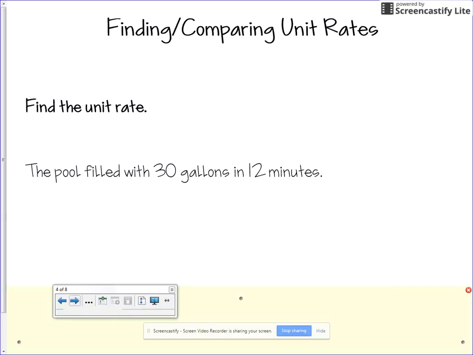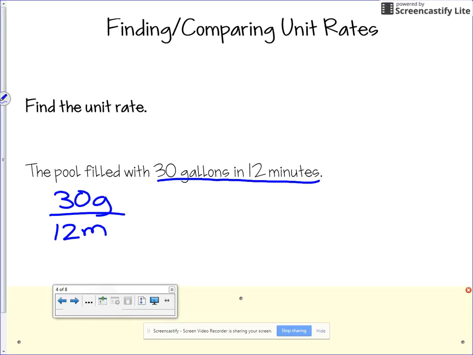When we do that, we just want to start with writing that ratio. To do so, let's find our important information. We have a pool filled with 30 gallons in 12 minutes. So we're going to write that as 30 G for gallons in 12 minutes.